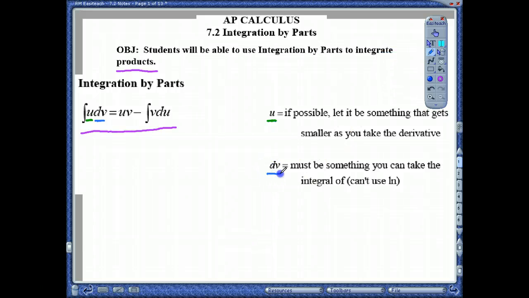Now the dV, that's the trickier guy. dV, you have to pick that to be something you can take the integral of. Because when you find dV, you are going to need to integrate that to find the V. So this has to be something you can integrate. So dV is never going to be a natural log. We can differentiate it, so it could be a U, but it can't be a dV.